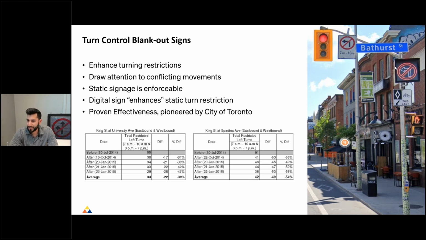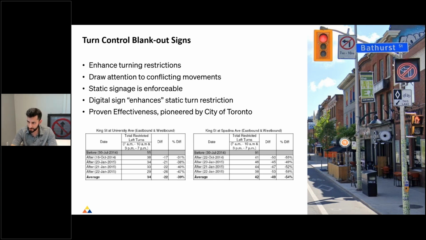Blankout signs, their ultimate goal is to improve compliance by drawing the driver's attention to the prohibited movement. And in the majority of cases, it's a turn control sign. And it's used to enhance a static sign restriction. So here's the static sign right here, which is typically the enforced sign, and the blankout sign here is illuminating that restriction, drawing attention to it, and ensuring drivers actually notice the restriction.